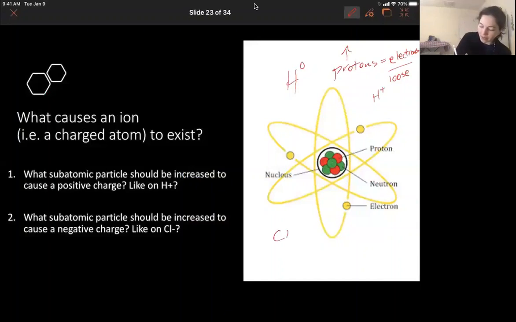The opposite happens for chlorine. So chlorine from the periodic table has no charge. Protons are equal to electrons. But in order to get that negative charge, we need to have an imbalance between them. So what we can do is our electrons go up. And when that happens, we gain an electron. And so we end up with a negative charge.